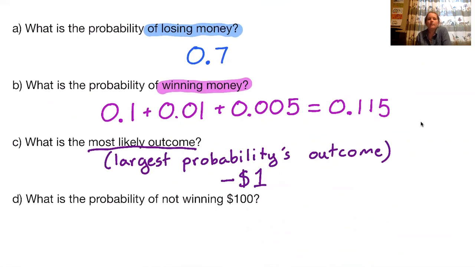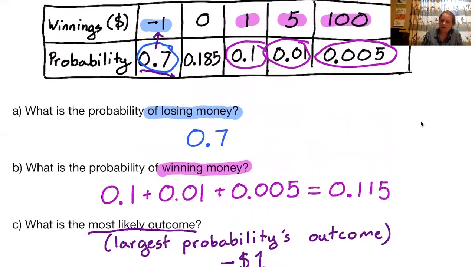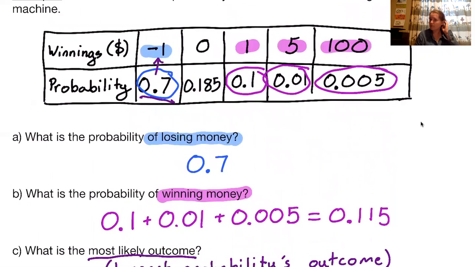And then last up, we want to know what is the probability of not winning $100. So there are 2 ways we can do this. One option is to just list all of the ways we can not win $100 and add them up. The other way we can do this is to think about it in all, the probabilities should add up to 1. And so if the probability of winning $100 is 0.005, then the probability of everything else should be anything left over. So it should be whatever is left over to get up to 1.